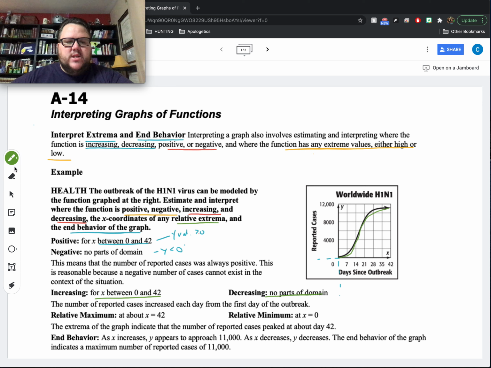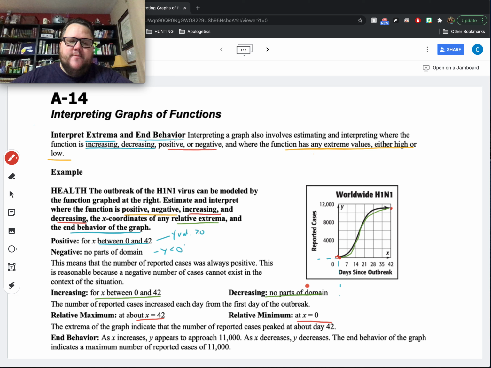So relative extrema, if you look at this, right here is our lowest point. So the relative minimum is x equals 0. And then at day 42, it starts to level out around here. It's still going up, but it's leveling out. So that's called a relative maximum. So at x equals 42 is our relative maximum.